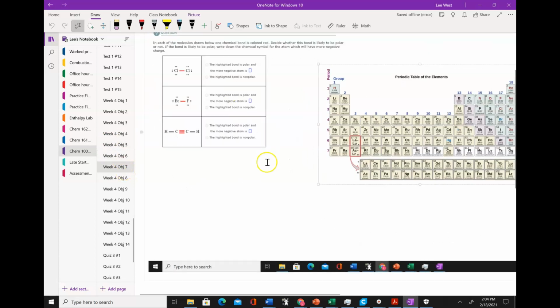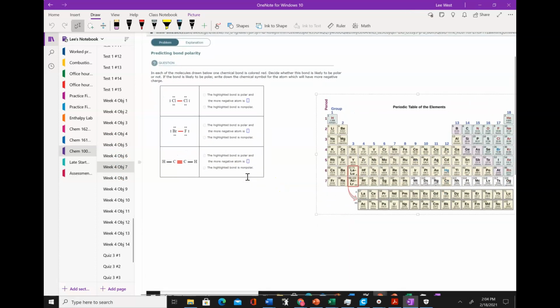Okay, we're moving along here. We're doing okay. What have we got here? Let's have a look. Predicting bond polarity.